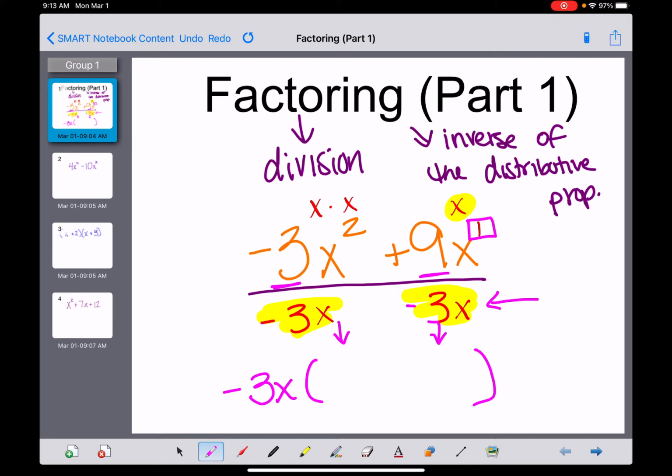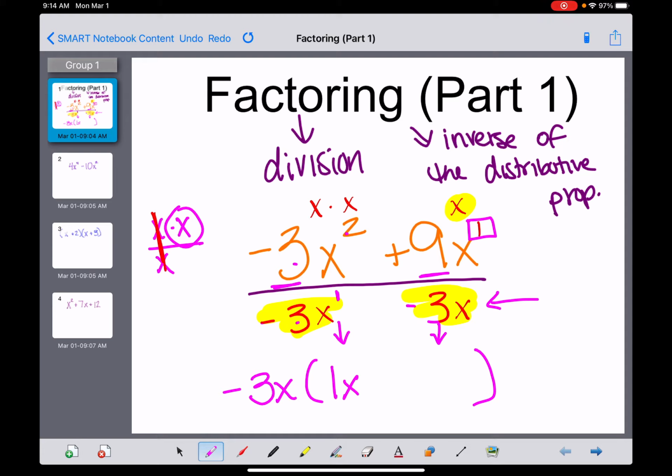So I'm going to divide. -3 divided by -3 is 1. X squared divided by x. So that's like having two x's up top, and I'm dividing by an x on the bottom. So one set of x's will cancel, and I'm left with 1x. So x squared divided by x, I actually subtract 2 minus 1 is 1.